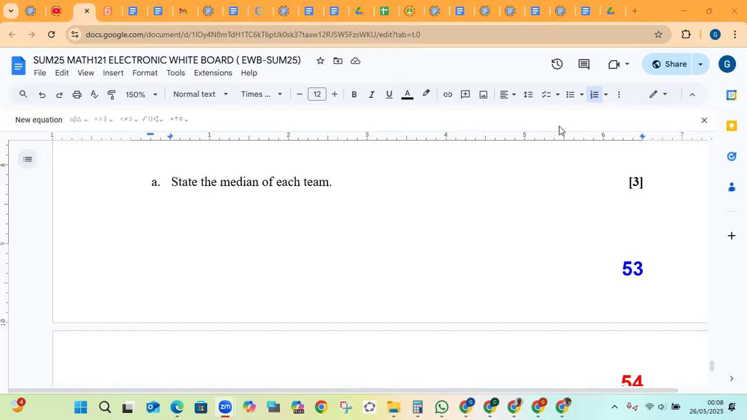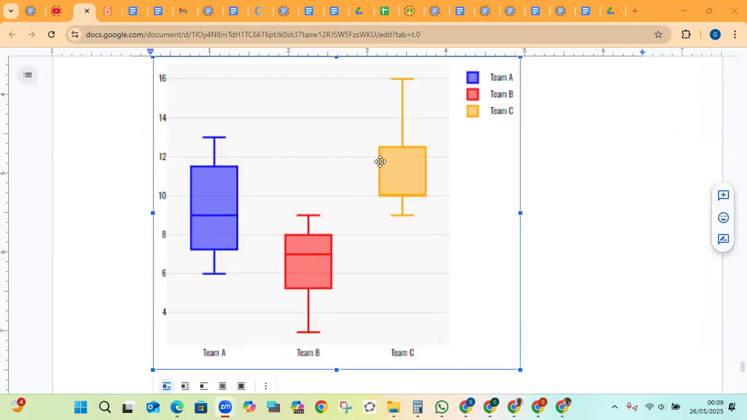The first question asks to state the median of each team. So the median is the line that is in the box. So here for team A, the median appears to be 9, between 8 and 10, 9. For team B, the median appears to be 7. And for team C, well, as you can see, this line there is a little thicker than this one.